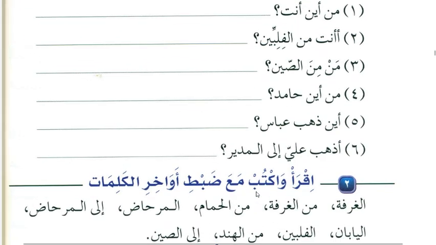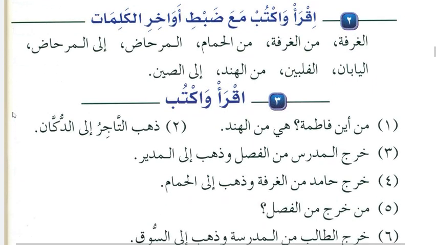Ajib anil asilat al-atiya, answer the following questions. So the first two questions are for you. You will answer them according to yourself. Then the rest of the questions you will answer according to the lesson. Then iqra waktub, read and write with correct endings. So you will just put irab on these. Here you will put dhamma, al-ghurfatu. Here we have harf jar, so you put kasra here because it will become majroor. Minal ghurfati, minal hammami, al-mirhadu, ilal mirhadi. Like this you will do it.